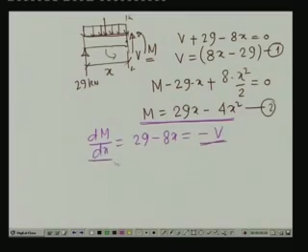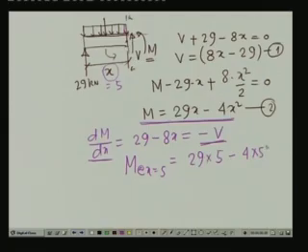Now, the distance x, if we substitute this as equal to 5 where the uniformly distributed load ends, then the moment at a distance x equals 5 is equal to 29 into 5 minus 4 into 5 square. So, this gives us a value of 45 kilonewton meter.